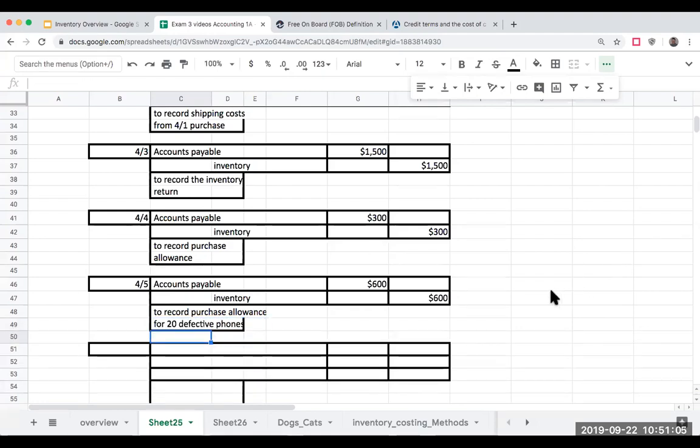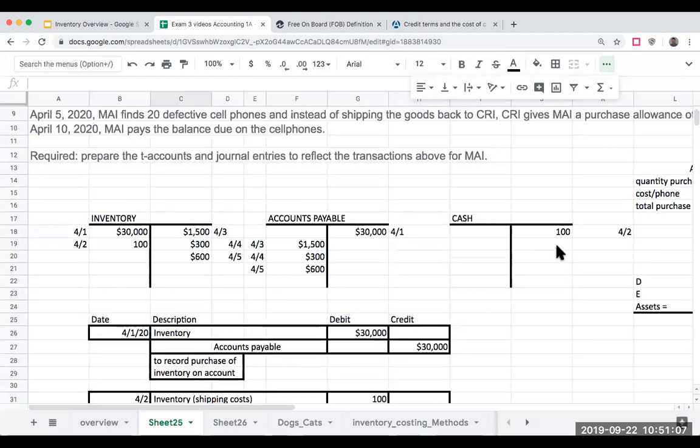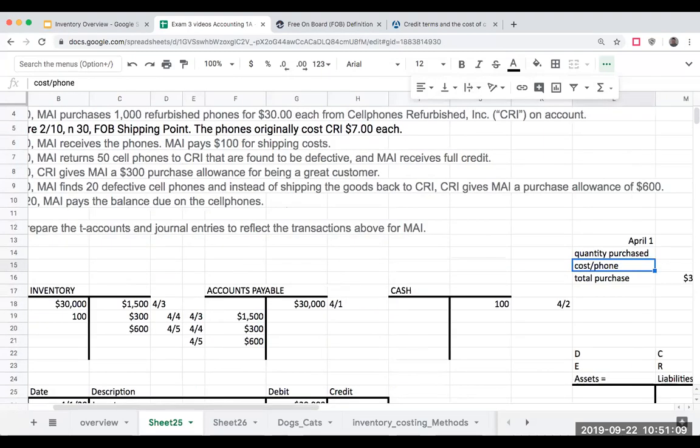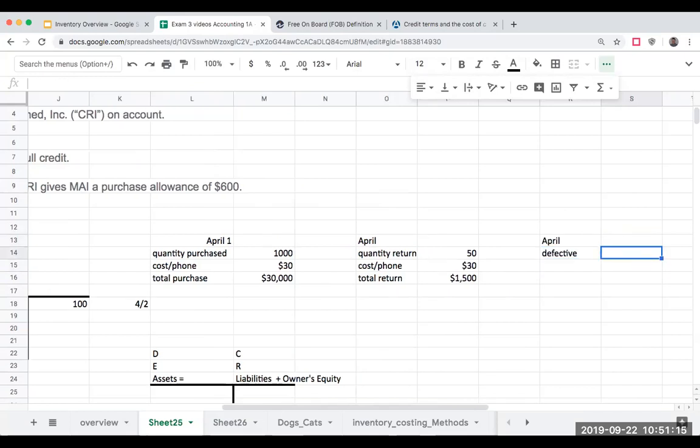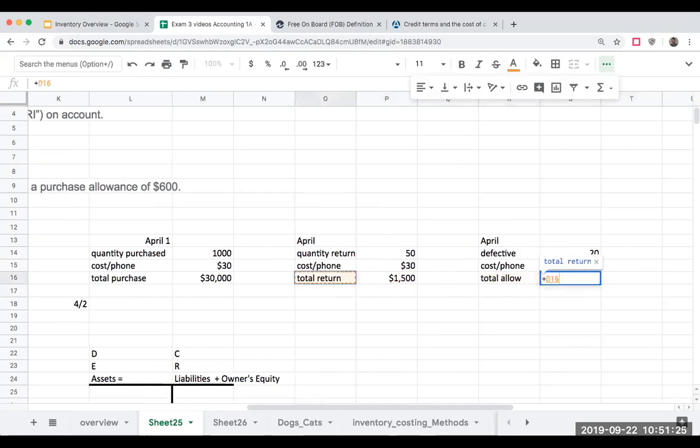And if you want to see how they got to this amount, or why it's $600: April defective was 20 phones. The cost per phone was 30. So my total allowance was going to be 20 times 30, or 600. That's how they came up with that amount.